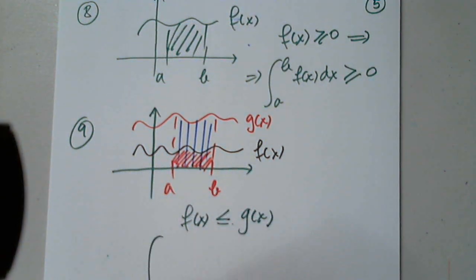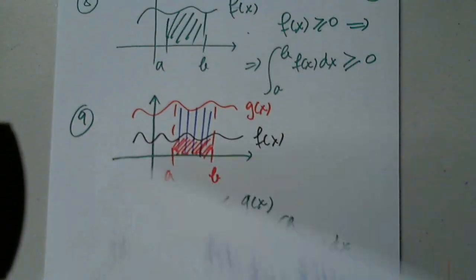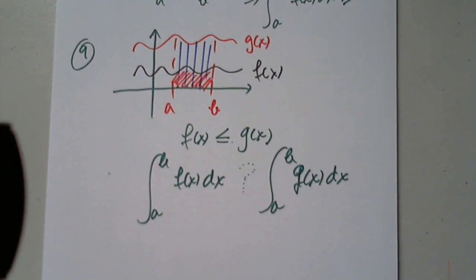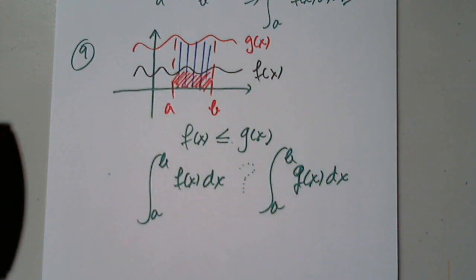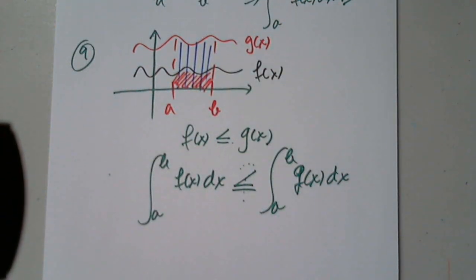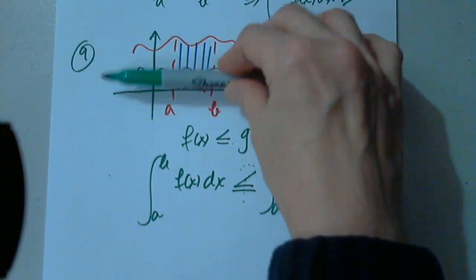Then if I apply the integral to both sides, the integral from a to b of f of x dx, and the integral from a to b of g of x dx, what symbol will I have in between? Look at the graph. This represents the red, and this represents the blue. Less than or equal to? Of course. It was no trick here, no tricky question. If one function is below another, this one must have smaller area under its graph than that one.